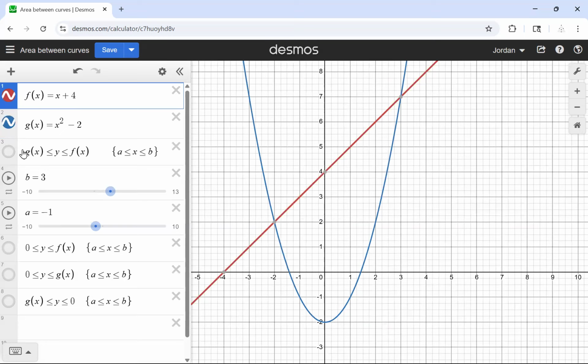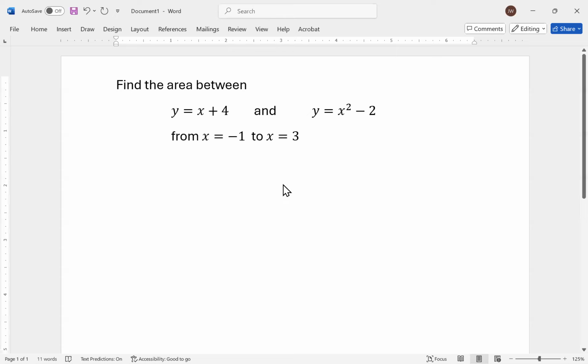And so to find this area between them, we're going to take the line minus the parabola and integrate that from -1 to 3. And that'll give me the area between these two curves. So that's what I do.